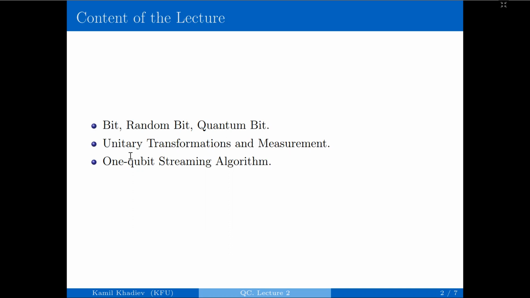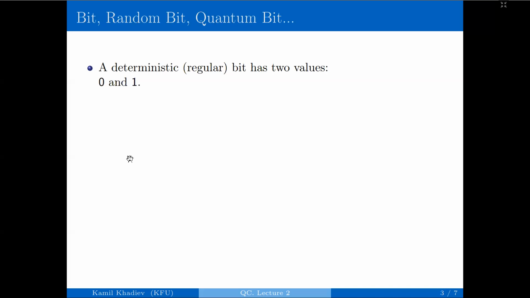There will be one example of a streaming algorithm with 1 qubit that shows us that a quantum algorithm can be more effective than classical ones, and it will use much less memory than a classical algorithm. Okay, let's start. Let's discuss step by step.